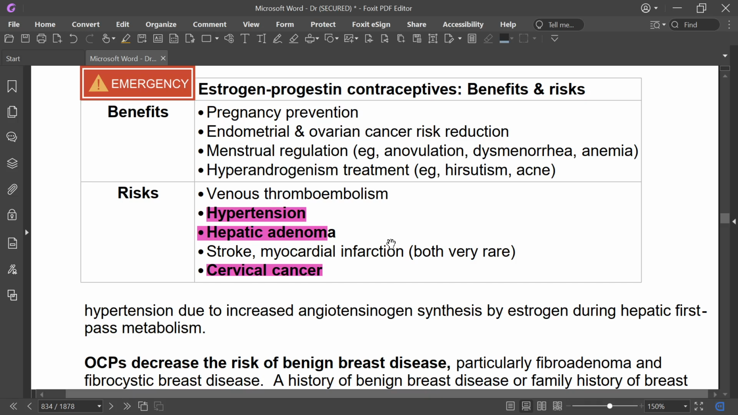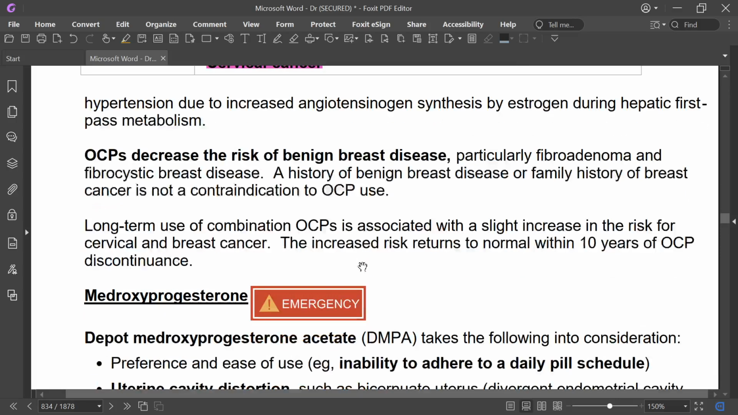OCP decreases the risk of benign breast disease, particularly fibroadenoma and fibrocystic disease. A history of benign breast disease or a family history of breast cancer is not a contraindication of OCP.